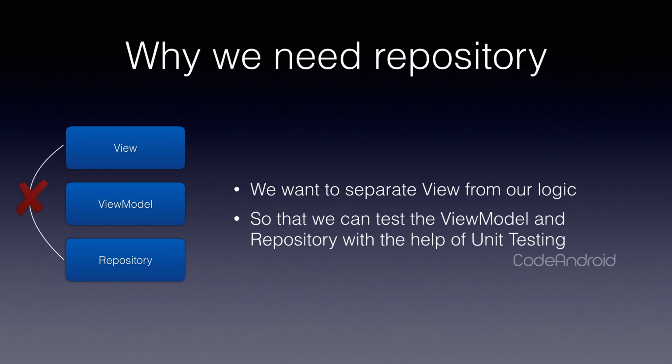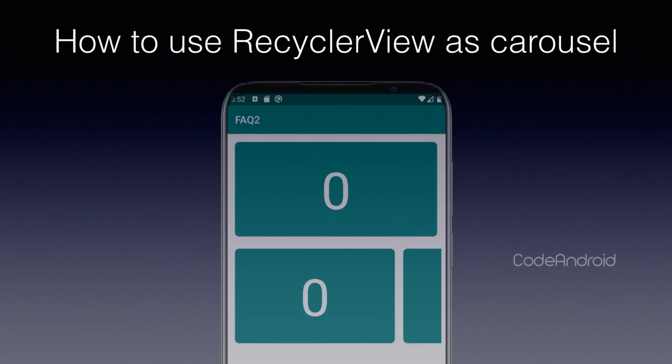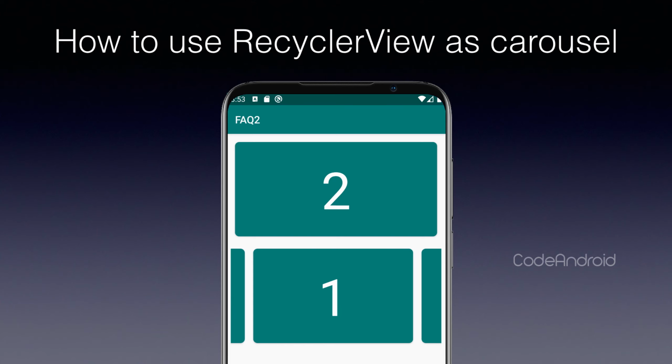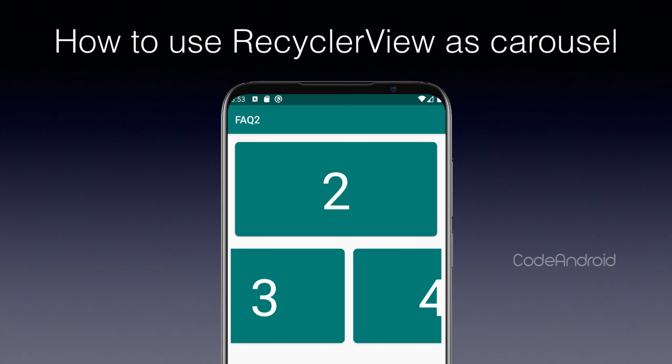This separation between the view and logic makes sure that UI code won't change the value of the object given by the repository. How to use RecyclerView as a carousel? We can create two types of carousel. One where one item is visible, like the above one. Or one where more than one item can be visible to the user so that the user can freely swipe, like the below one.